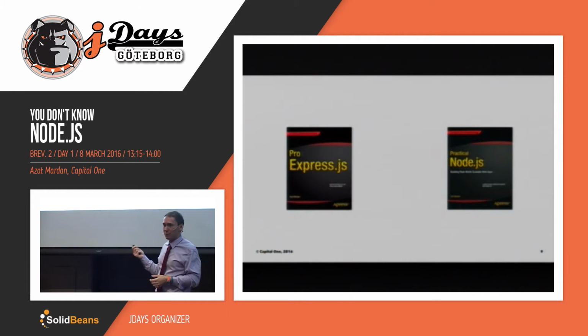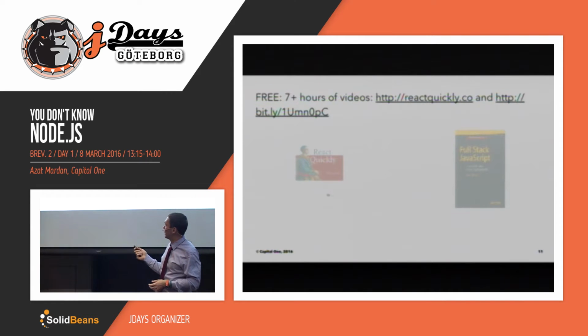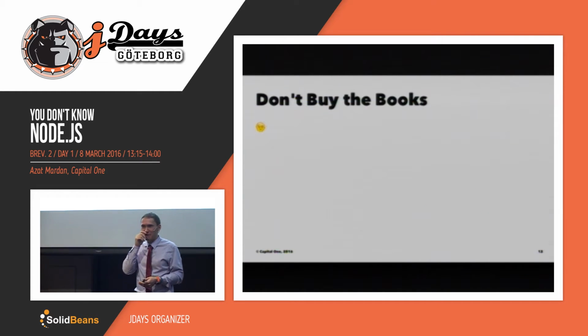One of the popular ones is called Practical Node.js. You've probably seen it on Amazon.com. It's popular, but it's not my best book. My best book I consider Pro Express.js. And then the new books, React Quickly and Full Stack JavaScript, are coming this year. They're coming with free videos, so you can just go on YouTube, and Full Stack JavaScript is very good for beginners to Node.js. You don't have to buy the books, by the way. I'm not promoting my books. If you Google them, I'm sure you will find them on torrents, right? That's the reality. It's against my publisher's will, but that's the reality.